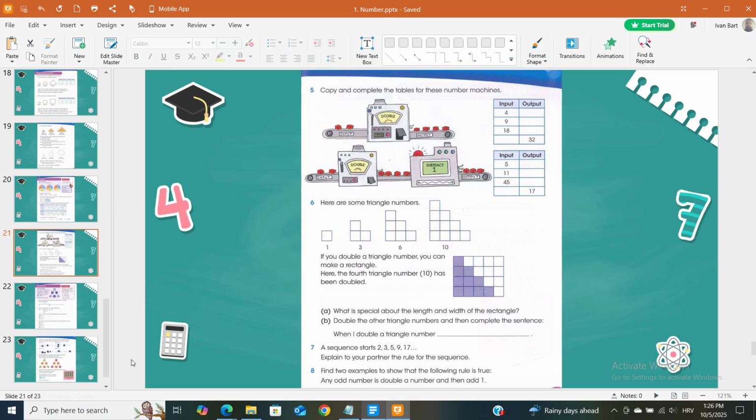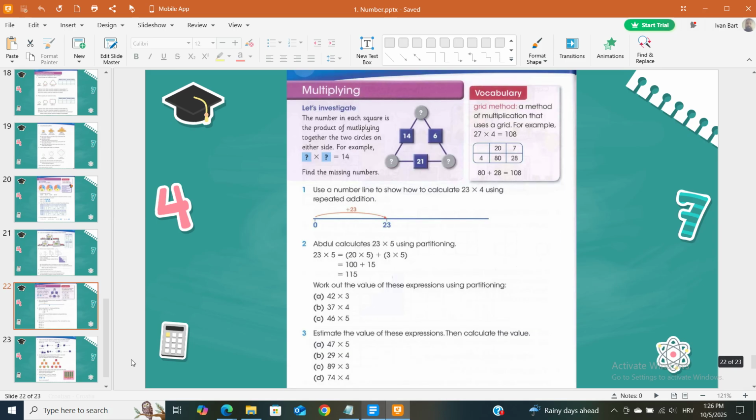8. Find 2 examples to show that the following rule is true. Any odd number is double a number and then add 1. Multiplying. Let's investigate. The number in each square is the product of multiplying. Vocabulary: grid method, a method of multiplication that uses a grid. For example, 27 by 4.